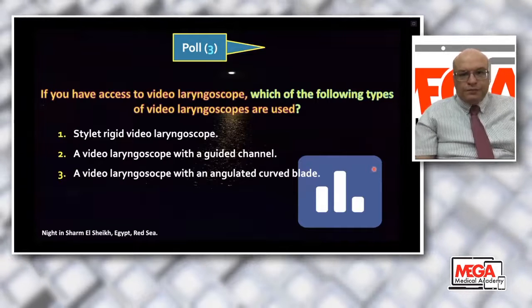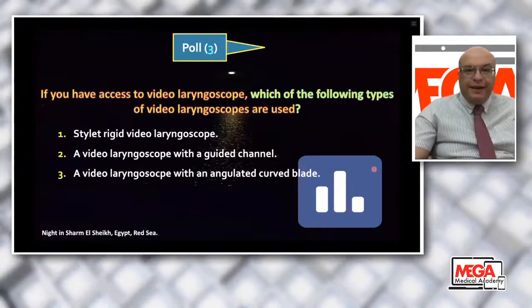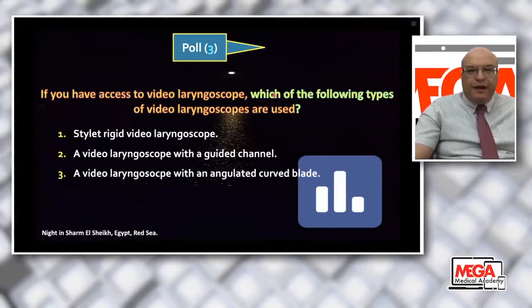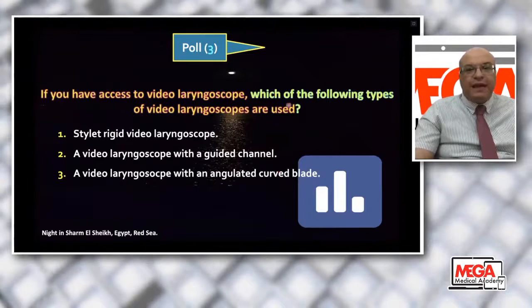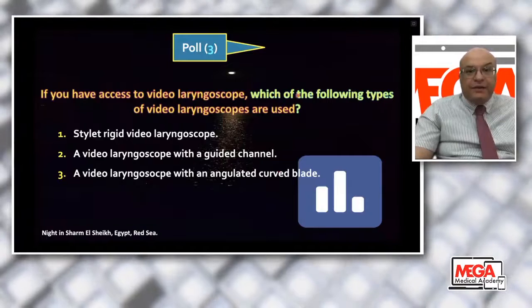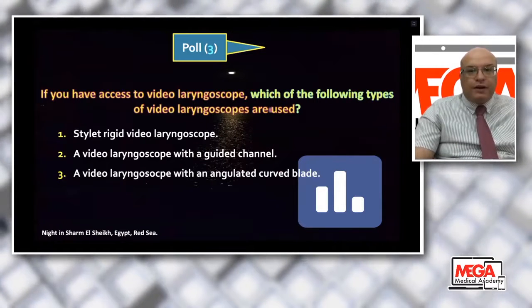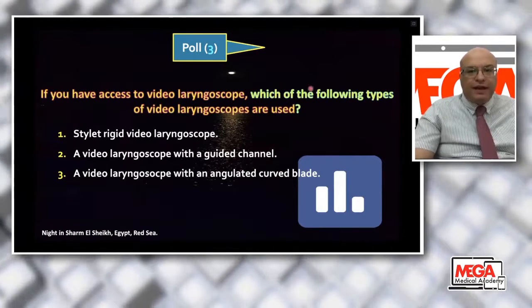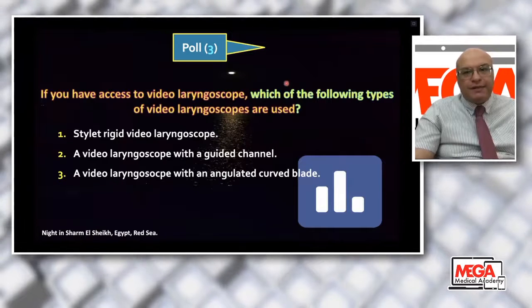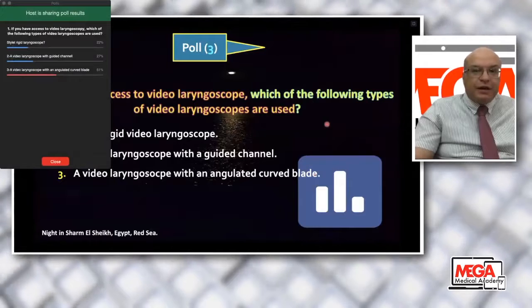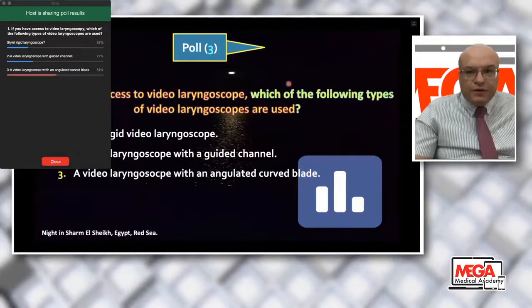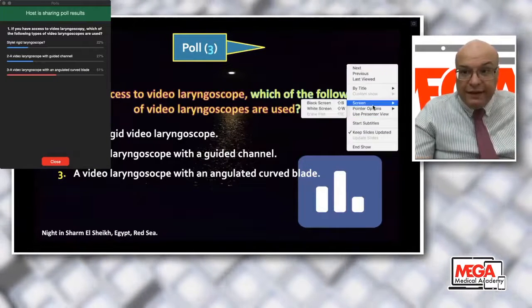Okay, it's here now. This is very interesting. You can see about half of respondents are using video laryngoscope with angulated blades, and more than a quarter are using guided channels. About 20%, 22%, are using stylet rigid laryngoscope. This is very interesting indeed.